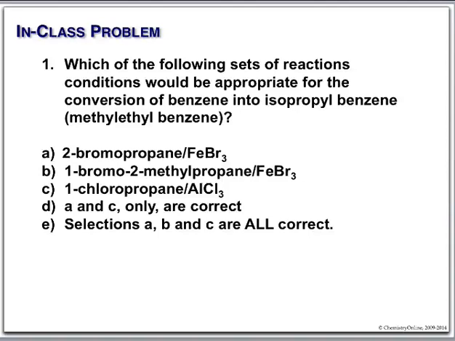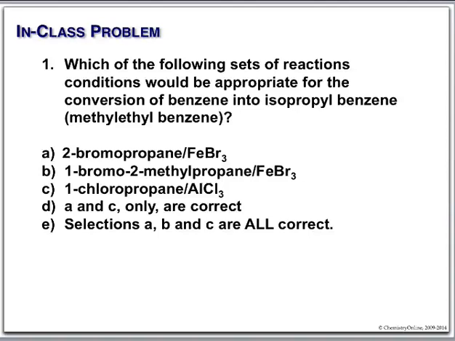We took 1-chloropropane in the presence of a Lewis acid. That formed the 1-propyl carbocation, but that just rearranged, didn't it, to give the 2-propyl. So this guy is going to form, rearrange, and give isopropylbenzene as product. So C works.